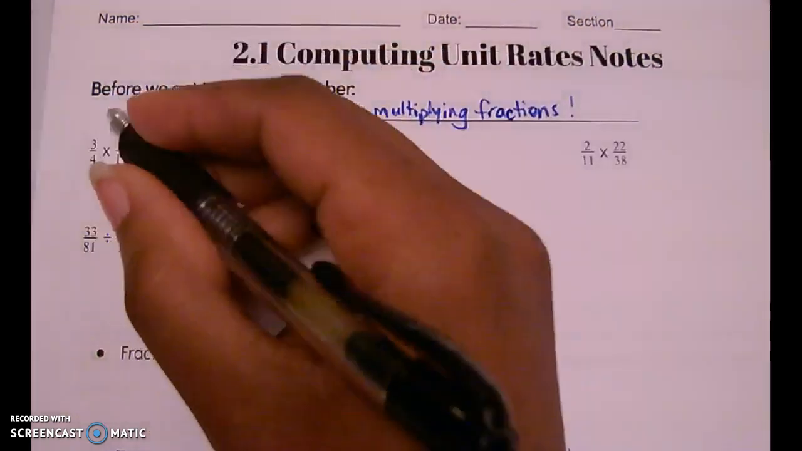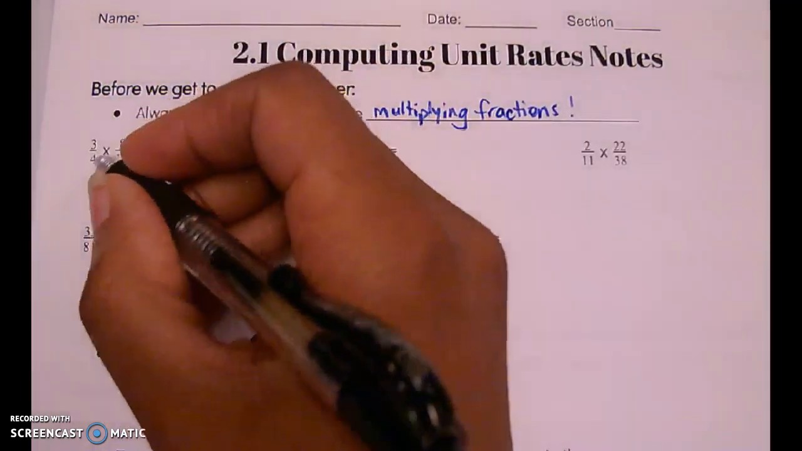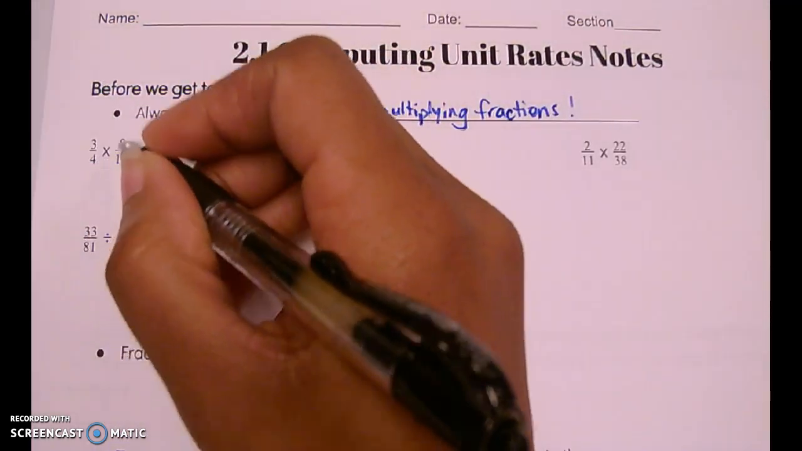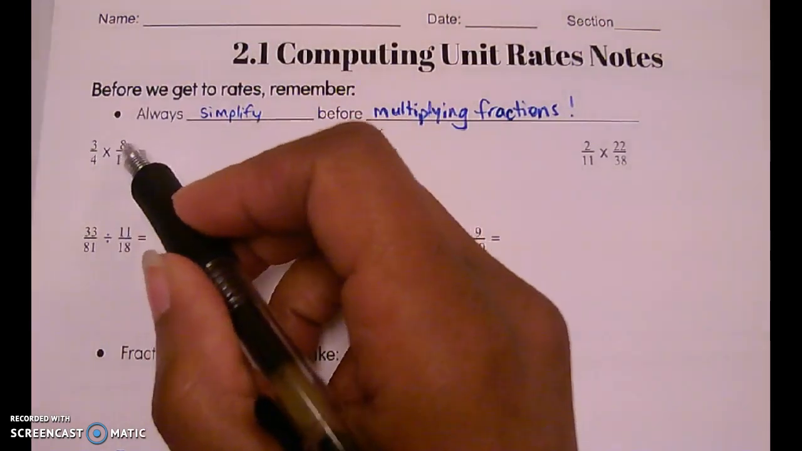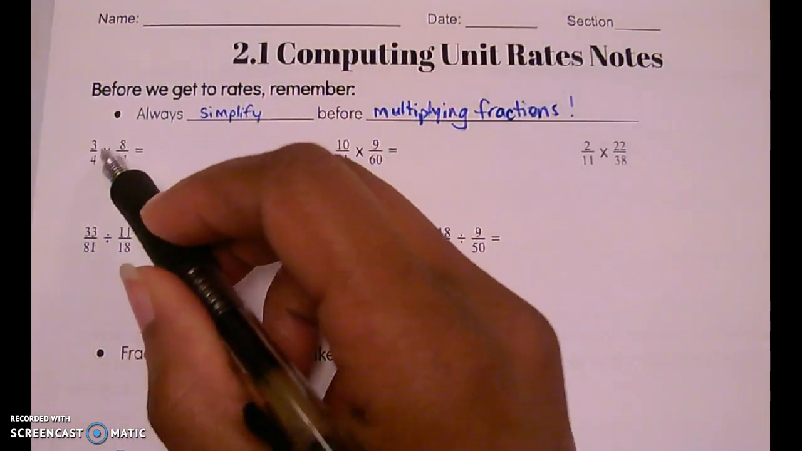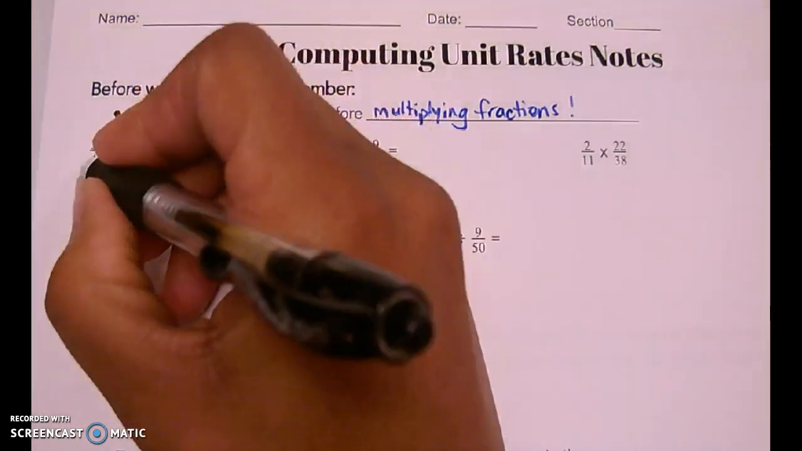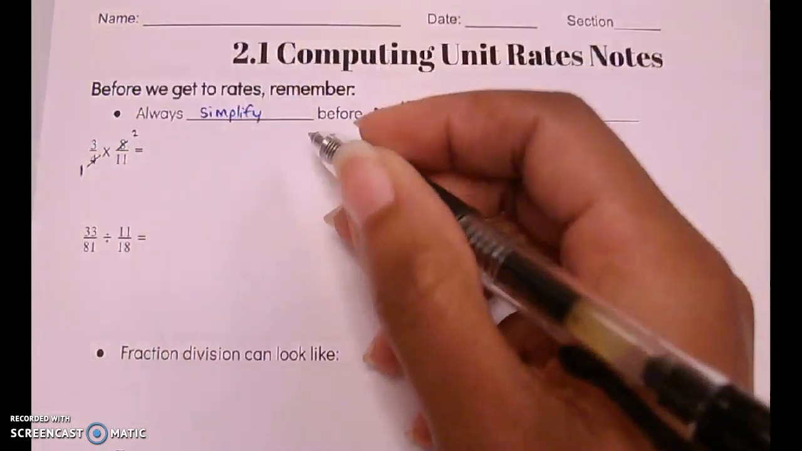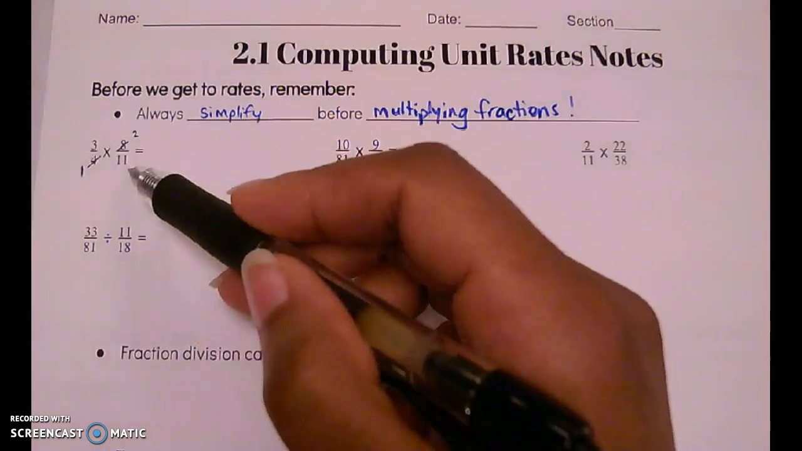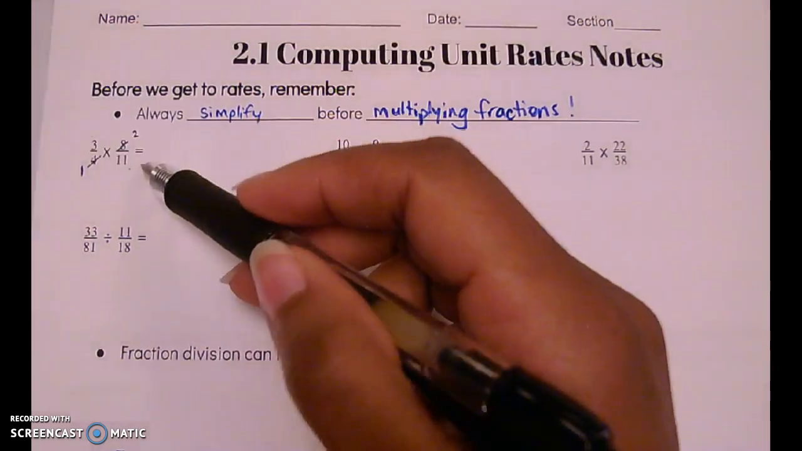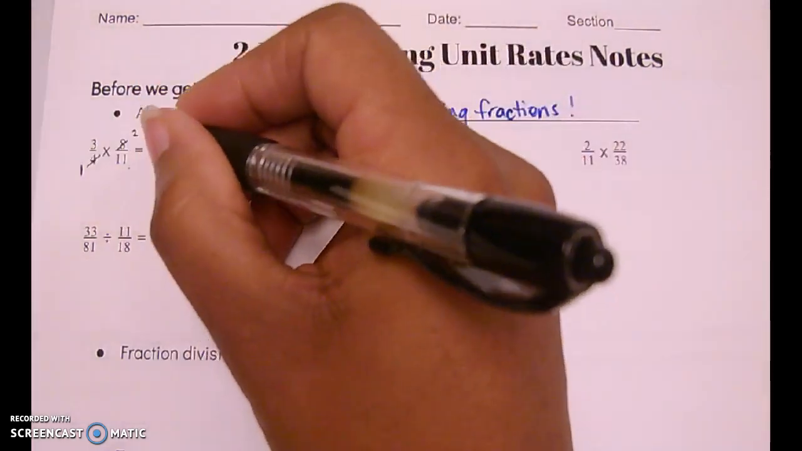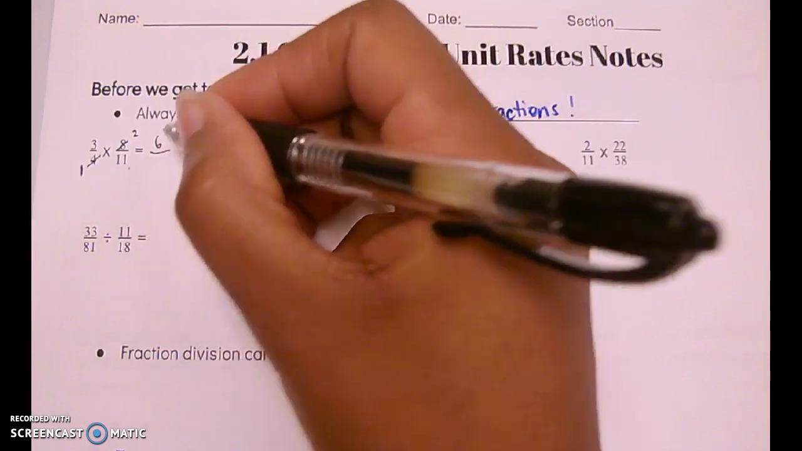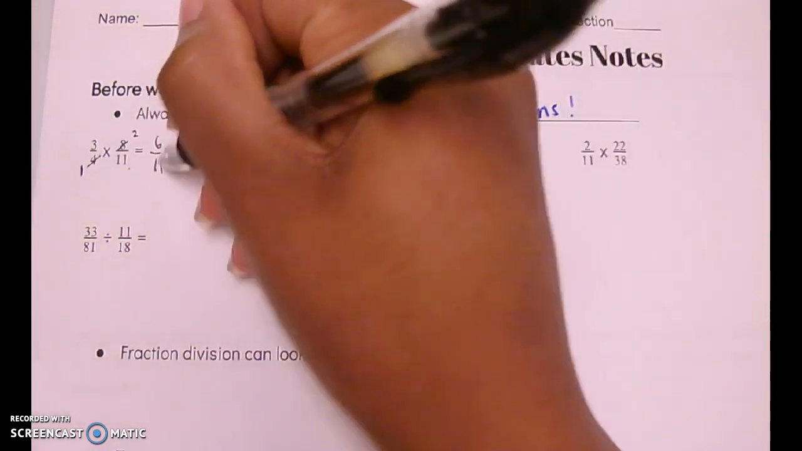So, for example, if we have 3 over 4 times 8 over 11, I can look diagonally and see that these two are both divisible by 4. So this 4 is going to become a 1, and this 8 is going to become a 2. I can't simplify crisscross with 3 and 11, so I'll just multiply straight across. 3 times 2 is 6, and 1 times 11 is 11.